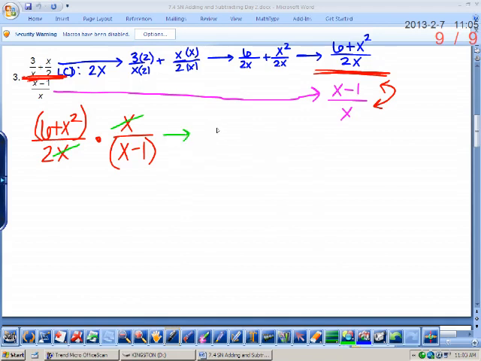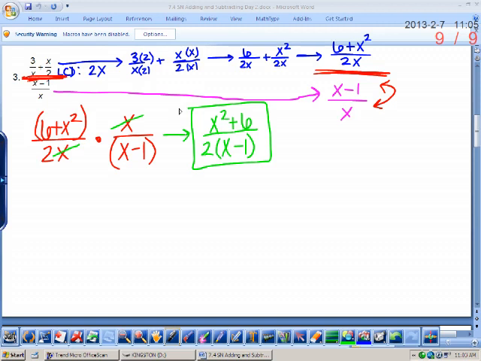So what are we left with? 6 plus x squared over 2x. Good. I'm going to go ahead and write it as x squared plus 6 just because that's a little bit more quote-unquote proper. Could we not simplify the x squared plus 6? There's no way that x squared plus 6 simplifies. If it did factor, yeah, you could factor and see if anything canceled.